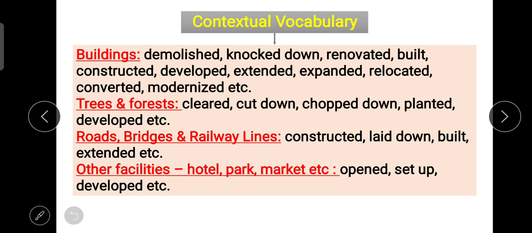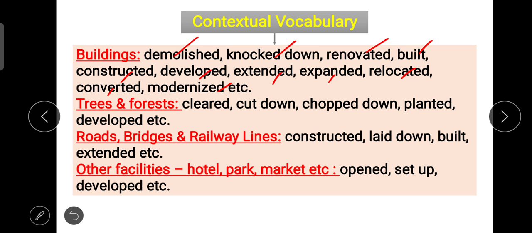Now, contextual vocabulary. By the way, these are only a few examples. The vocabulary can be related to different areas. Any form of data can be given. But suppose the data is related to buildings, and old buildings are broken down and new buildings are constructed by demolishing the old ones. So we have to use words like demolished, knocked down, renovated, built, constructed, developed, extended, expanded, which mean the same, relocated, converted or modernized.